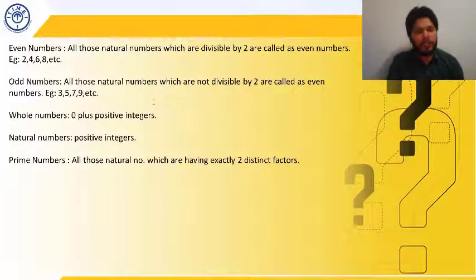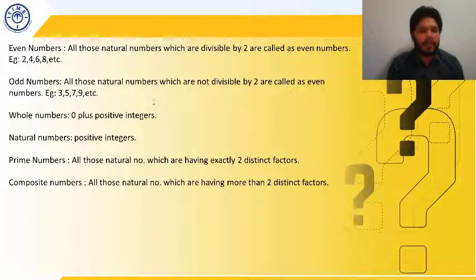It has only two distinct factors, 1 and 2. 3 is also a prime number. It also has two distinct factors, which are 1 and 3. 5 is also prime, 1 and 5. 7 is also prime, 1 and 7. 11 is also prime, 1 and 11, and so on. So all those natural numbers which have exactly two distinct factors are called prime numbers.